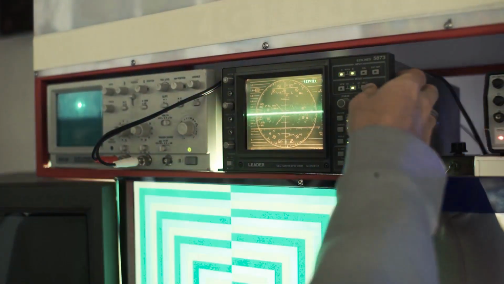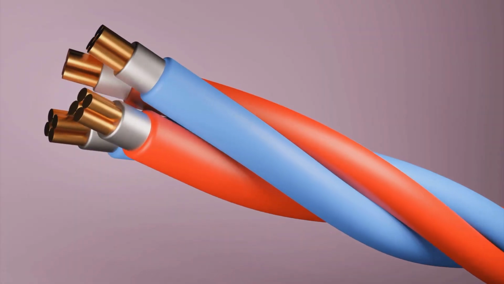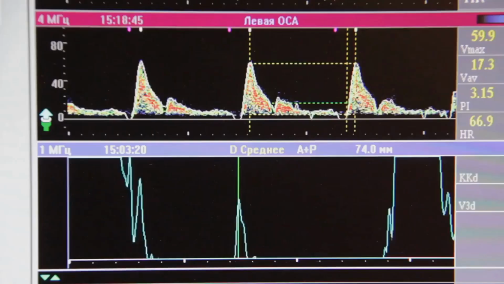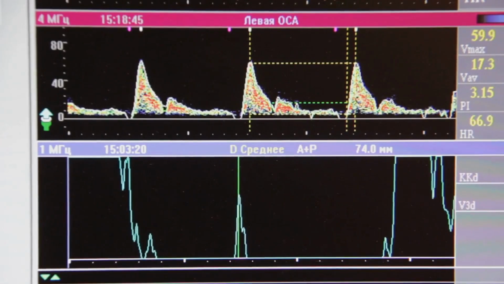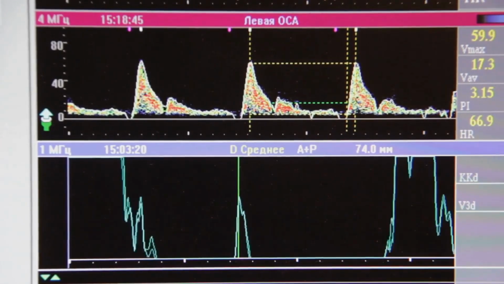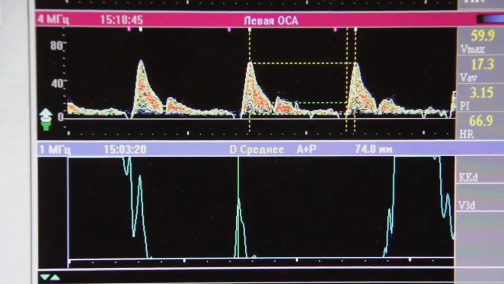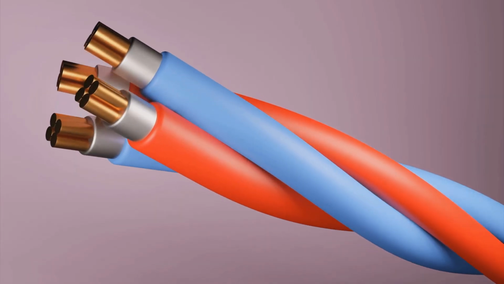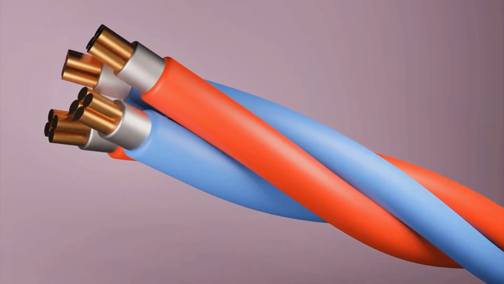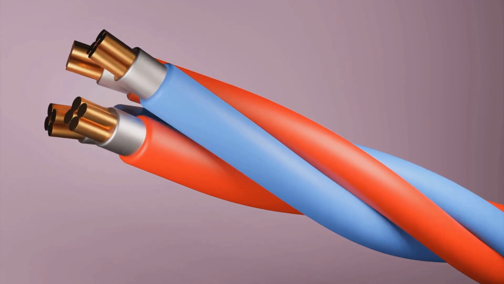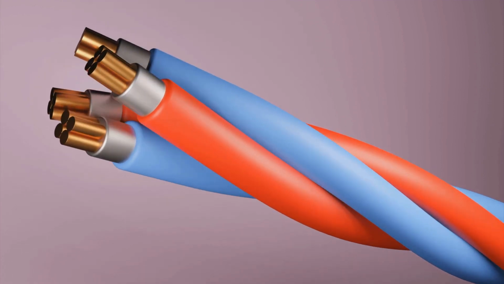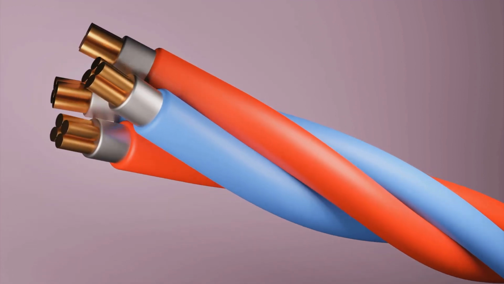OTDR settings involve three important parameters: distance, the length of the fiber under test; time, the duration of the test, typically between 15 and 30 seconds, but no more than 45 seconds; and pulse width, which determines the resolution. A wider pulse width provides more power for covering longer distances but less resolution. On the other hand, a narrower pulse width offers more resolution but less power.